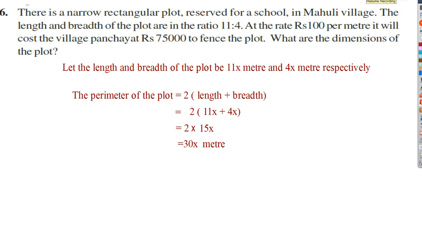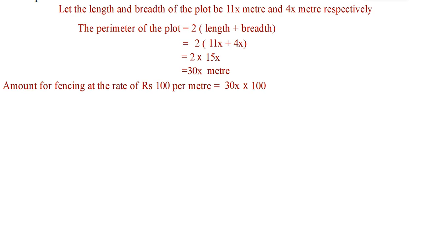Now, it is given per meter it costs rupees 100. So there are total 30x meter. So we have to find out the cost of fencing. Amount for the fencing at the rate of rupees 100 per meter, that is 30x into 100. 30x into 100 is equal to 3000x.